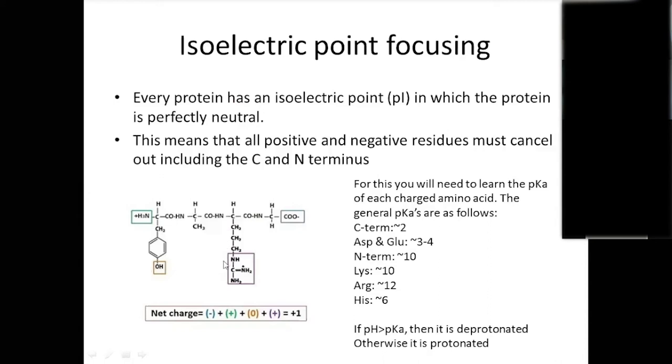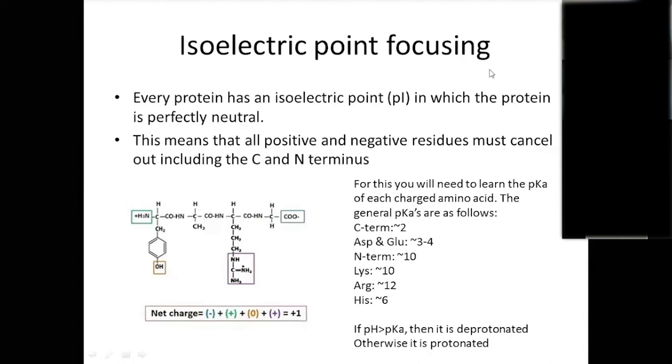However, if you see in the purple box, there is arginine. And arginine is under normal conditions positive. So as you can see, there's a little plus on it. And at the bottom, the net charge says minus, plus, zero, plus. So the overall charge is plus one.